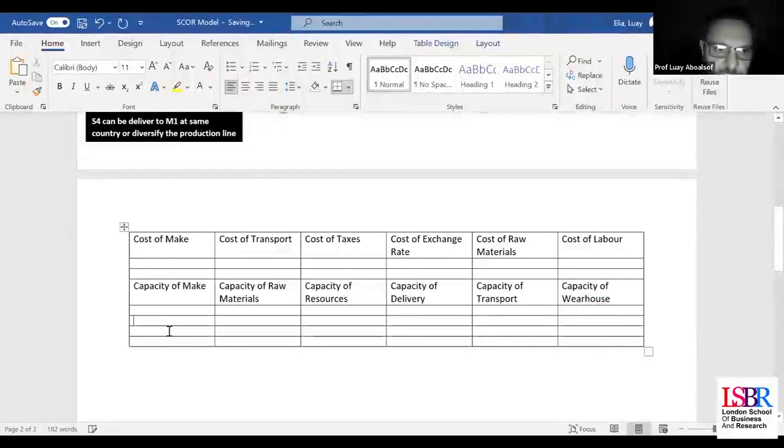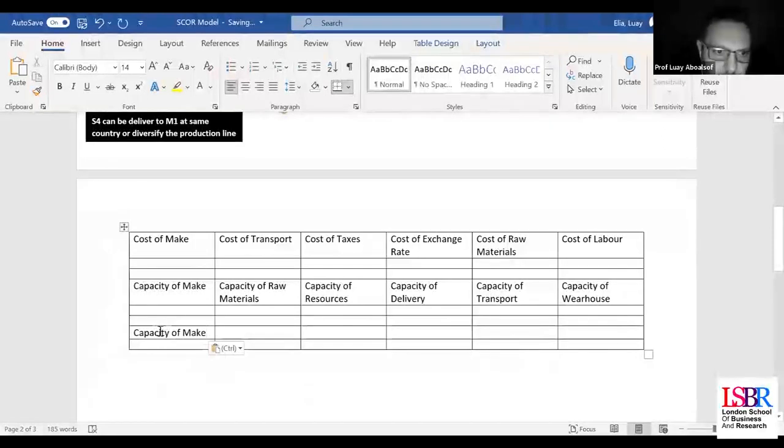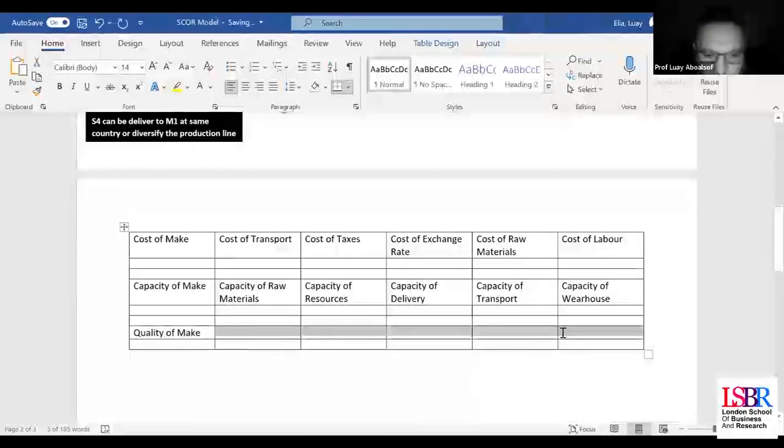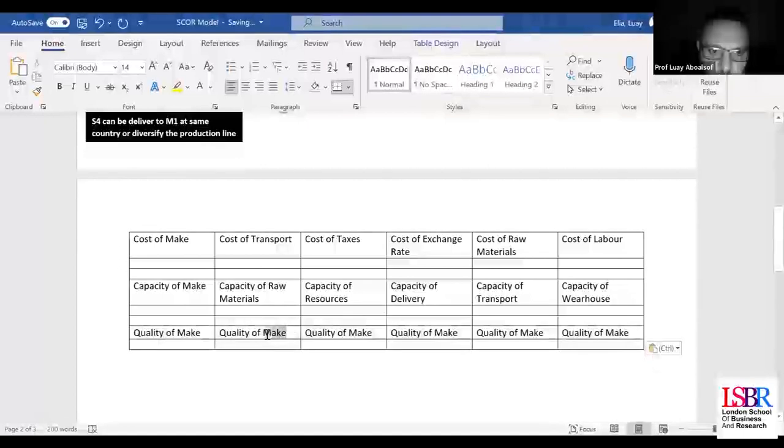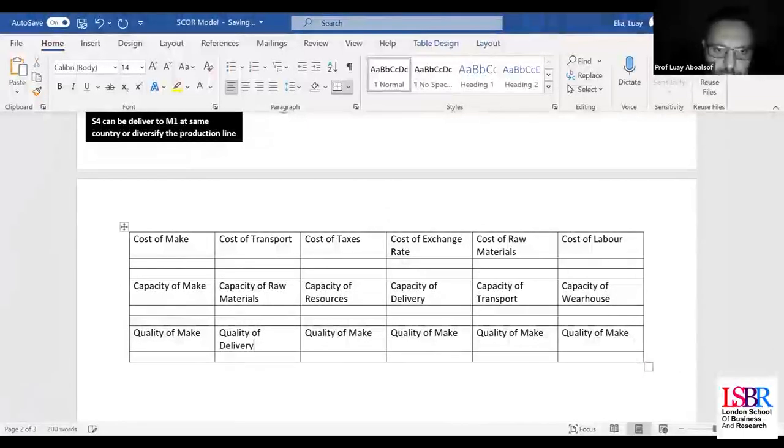What else? Final one. Efficiency. Quality. Quality of make, quality of delivery, quality of resource, quality of raw materials, quality of labor, quality of subcontractors.